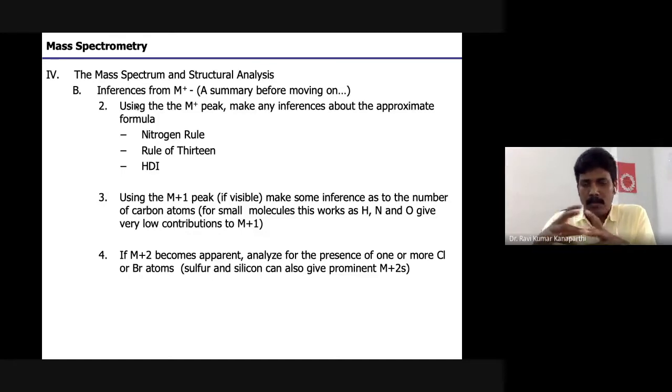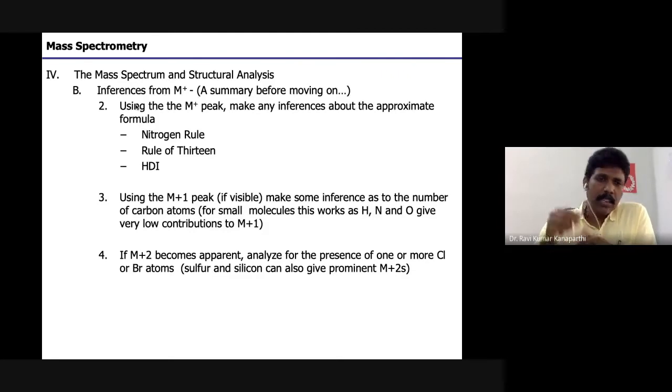So a 1:3 relation we can expect. Suppose if bromine is there, almost a 1:1 ratio we can anticipate. Whenever you see the molecular ion peak and then an m+2 peak of almost the same height, you can immediately conclude, okay, there is a bromine. You can just write that down.